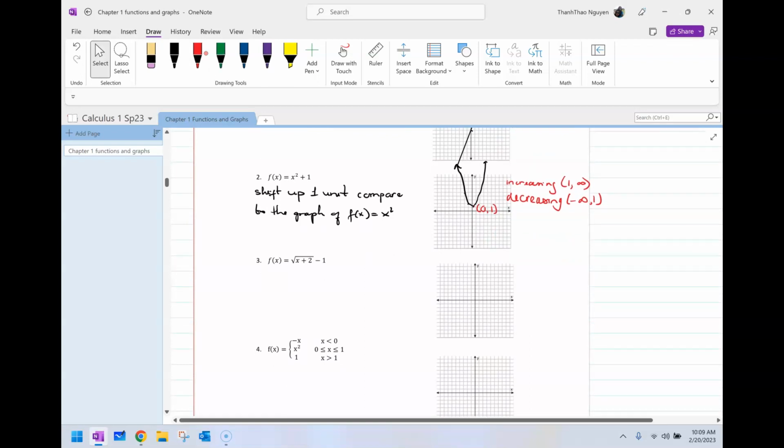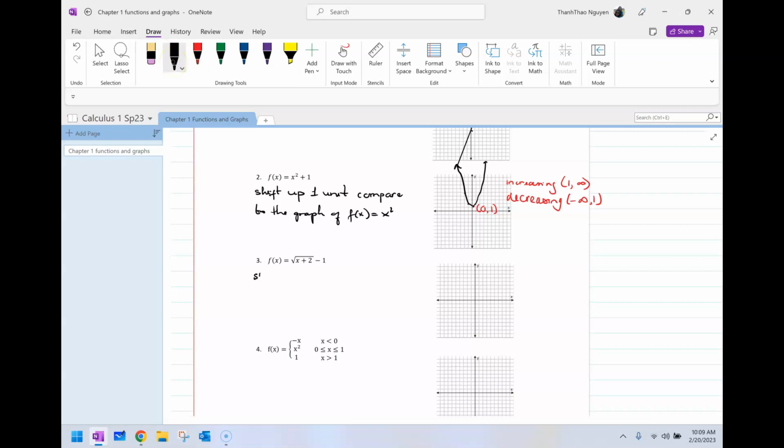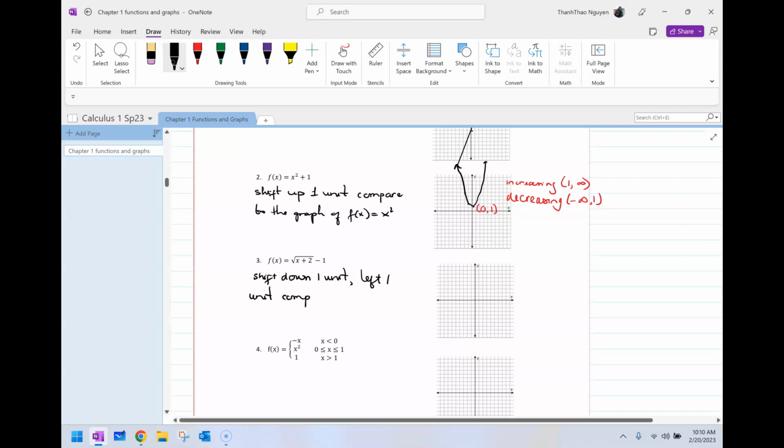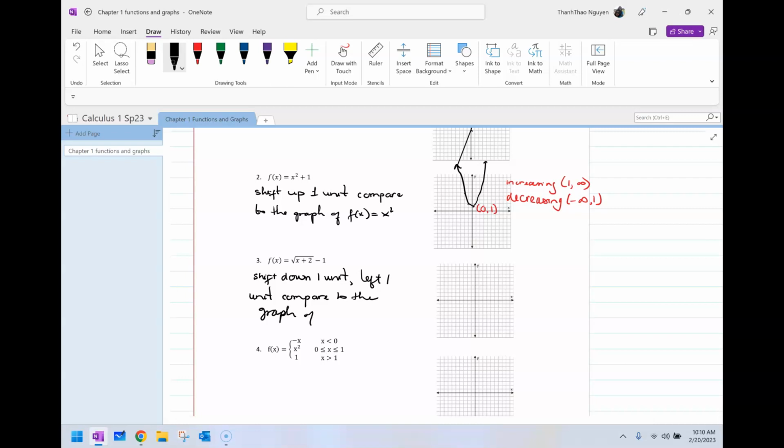f(x) equals square root of (x + 2) minus 1. So this is a shift down 1 unit and left 1 unit compared to the graph of f(x) equal to square root of x. Based on the shape of f(x) equals square root of x, we can sketch the graph of square root of (x + 2) minus 1. So we shift it down 1 unit and to the left 1.